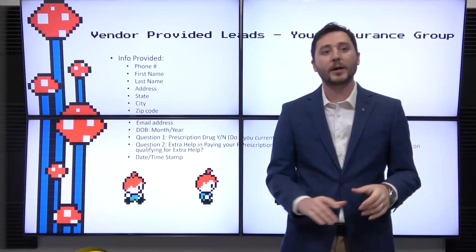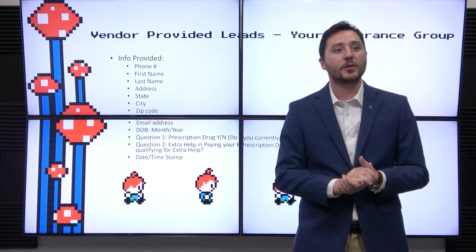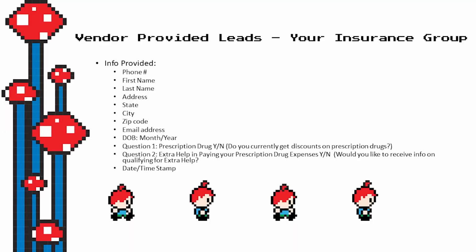So going back into your insurance group and the form that they fill out. When your clients are clicking through, they're going to be able to see information that your clients are filling out. That includes phone number, first name, last name, their address, their state, their city, their zip code, email address, date of birth. And there's a couple of really cool things that YIG does here: they ask a couple of questions. The first question is about prescription drugs and if you get discounts when you go to the pharmacy. That's indicating right now, hey, this person may be low income subsidy, and may be able to get a special election period. Question number 2 is, do you receive extra help paying for those prescriptions? Would you like to receive additional information on that?